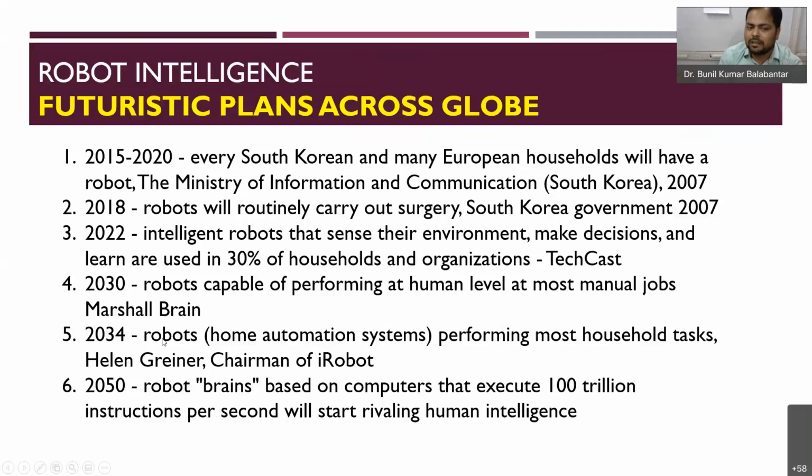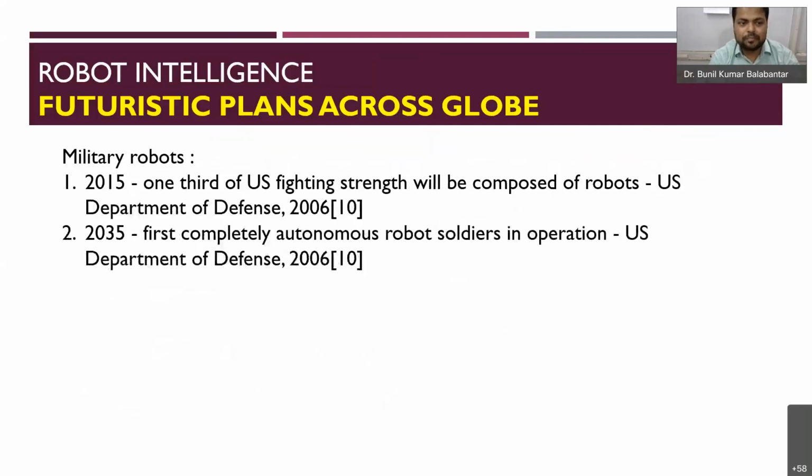In 2030, the robots will perform most of the household tasks, right? These are the data I collected from different industry persons who are working in this particular area. In 2050, robot brains have to be developed which can work on 100 trillion instructions per second, like a human being. Similarly, in military applications, there is such a future perspective available.